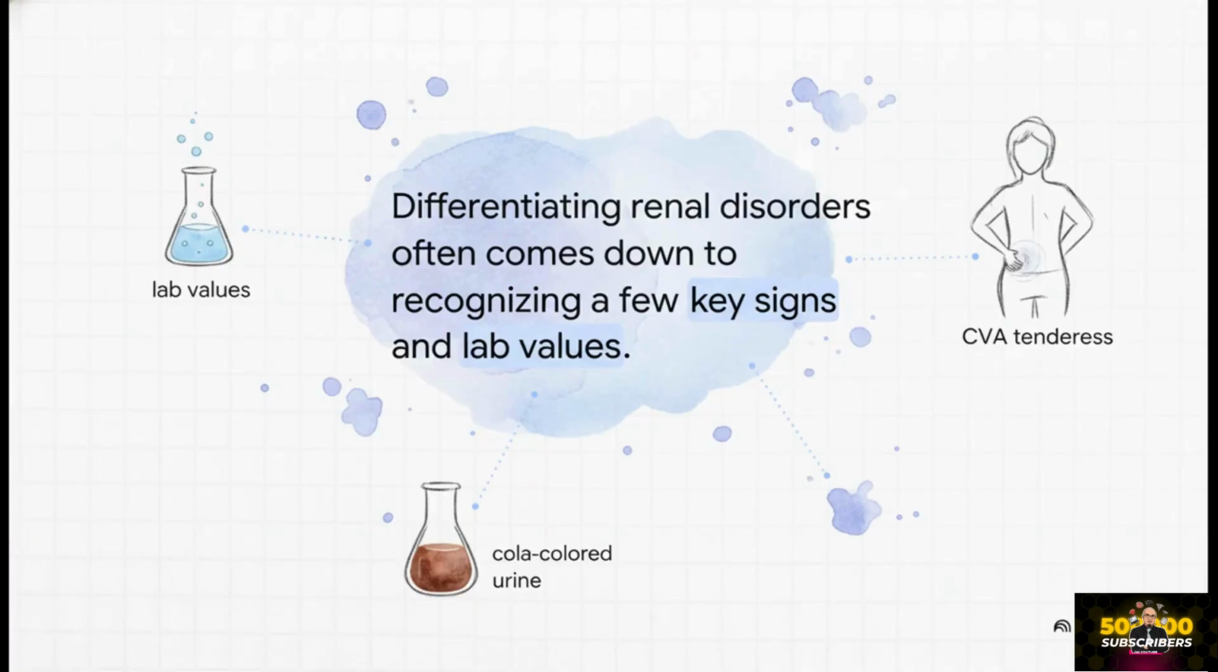So as we wrap this all up, what's the big takeaway? The crucial point is that whether we're talking about a simple UTI or full-blown renal failure, telling these disorders apart usually comes down to just a handful of key signs and lab values. Things like creatinine, GFR, CVA tenderness, that cola-colored urine. These are the clues that tell you what's going on.